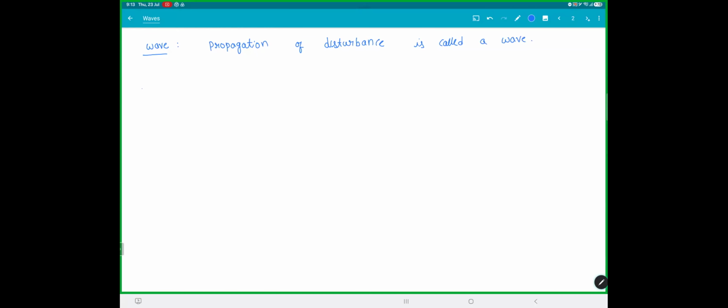You can also define a wave in terms of energy. In a wave, energy and momentum are transferred without the transfer of material.